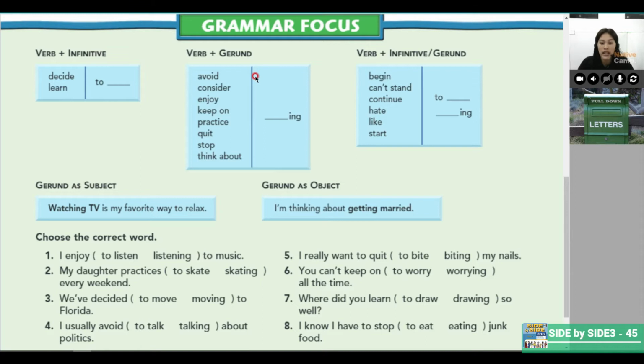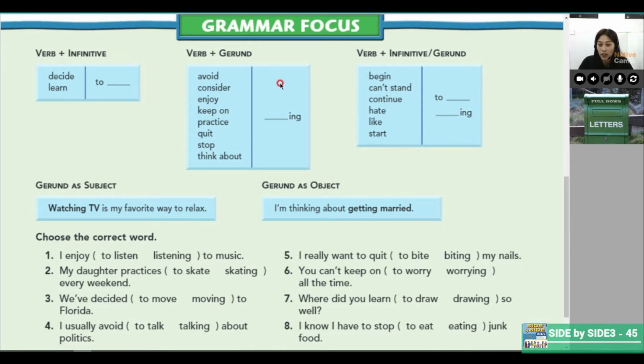Now let's read the second blue box and please repeat after me. Avoid-ing. Consider-ing. Enjoy-ing. Keep on -ing. Practice -ing. Quit -ing. Stop -ing. Think about -ing. Okay, that's right.